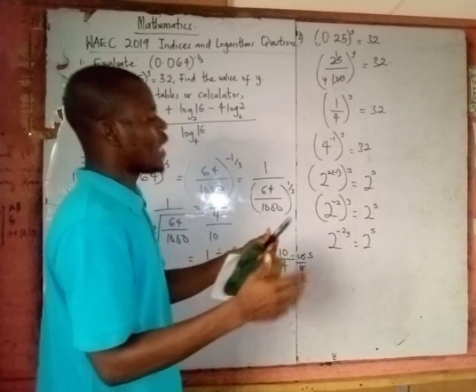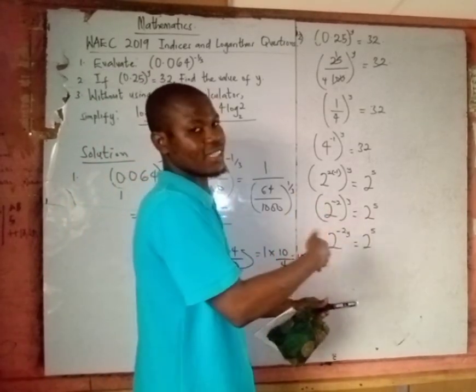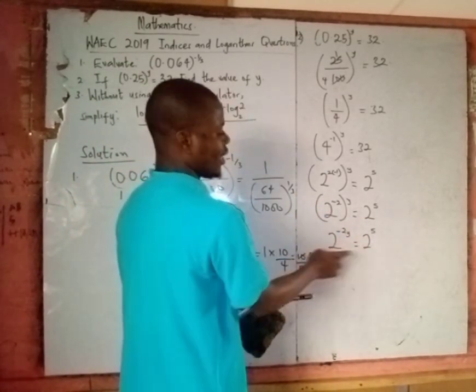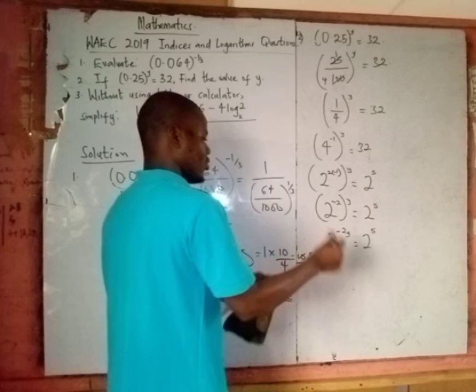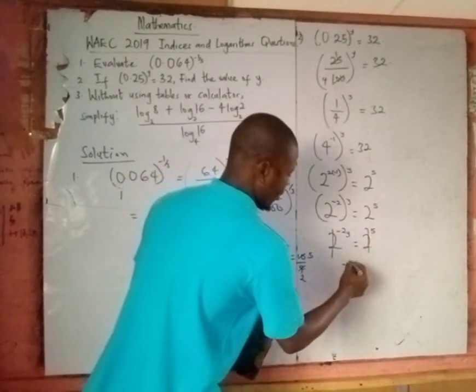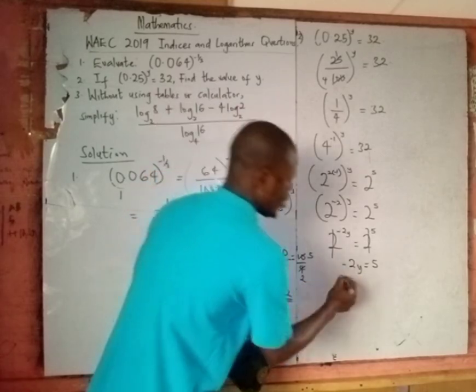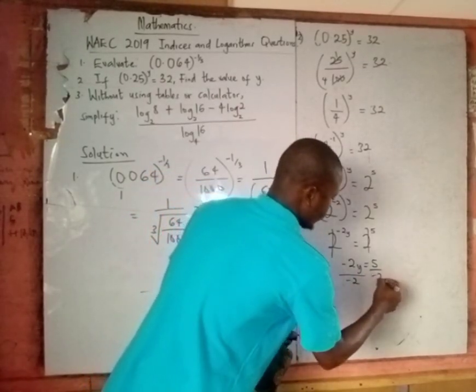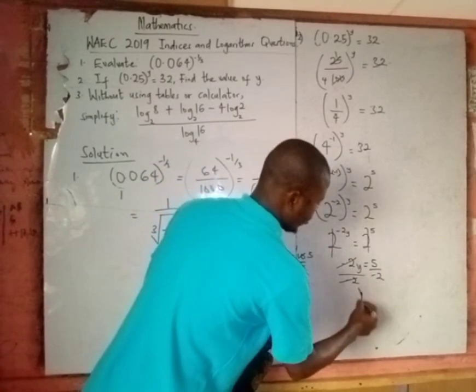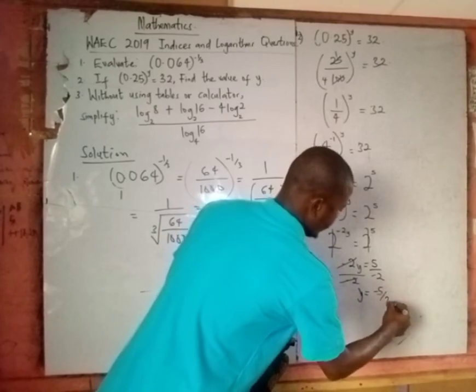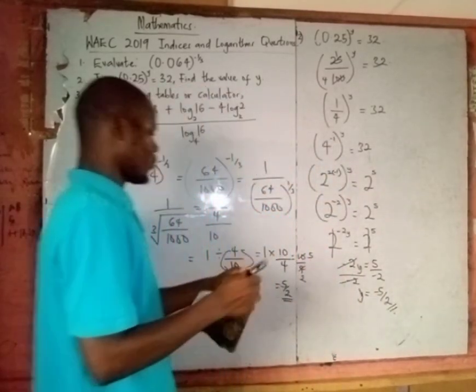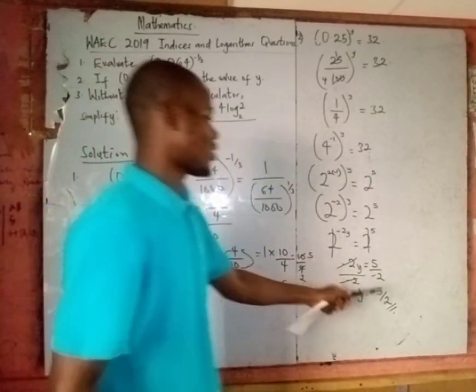Now we equate the bases. The 2 and 2 here are the same, so you cancel them out. You're going to have minus 2y equals 5. Then divide both sides by minus 2, and the minus signs cancel. So y is equal to minus 5 over 2. That is the answer for the second question.